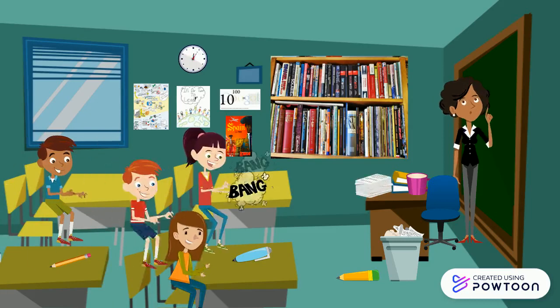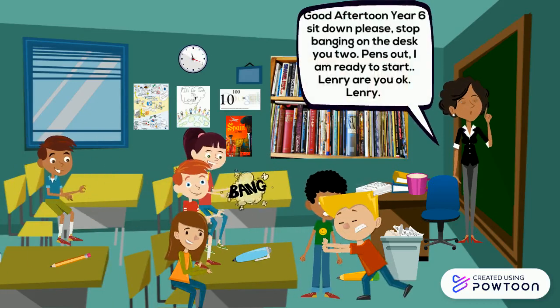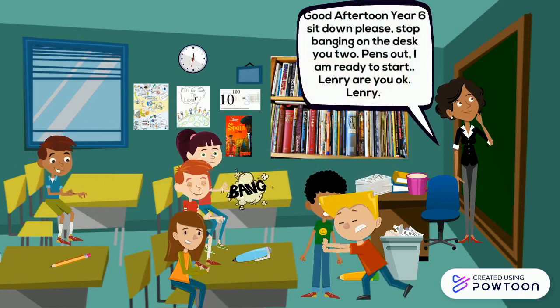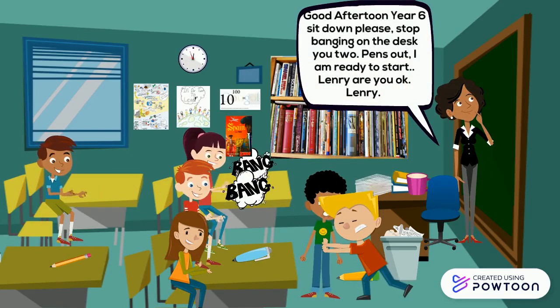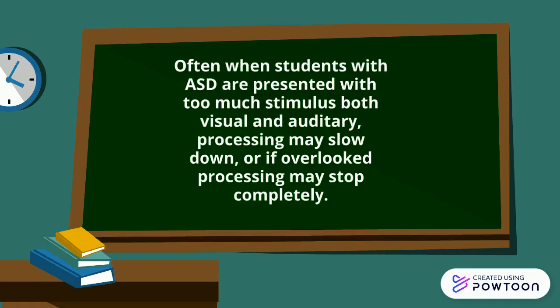Along with too much visual stimulus, there's too much auditory stimulus. The learners are talking with each other, playing with each other, banging on the table, and Mrs. Ryan is also talking to get their attention. Often when students with ASD are presented with too much stimulus, both visual and auditory, processing may slow down, or if overlooked, processing may stop completely.